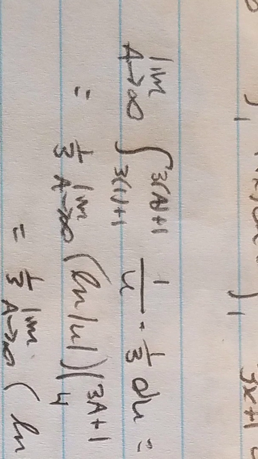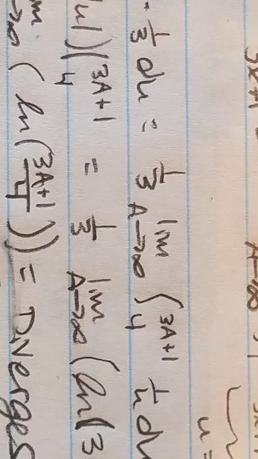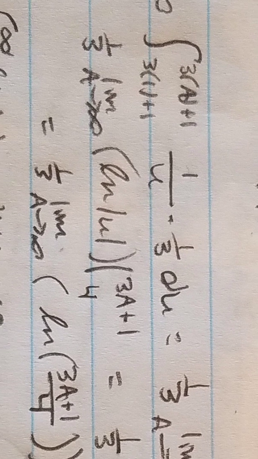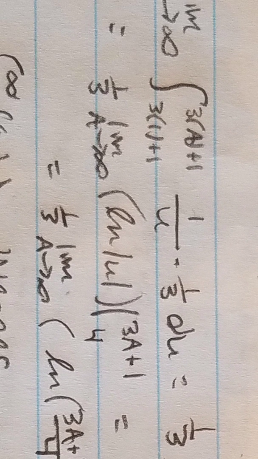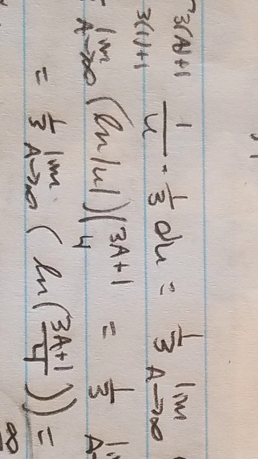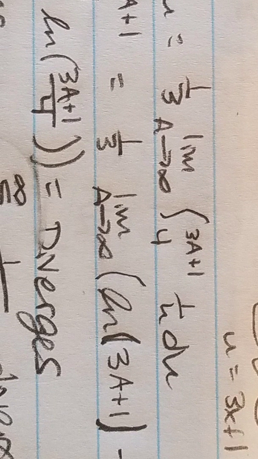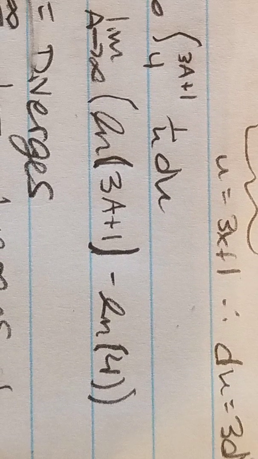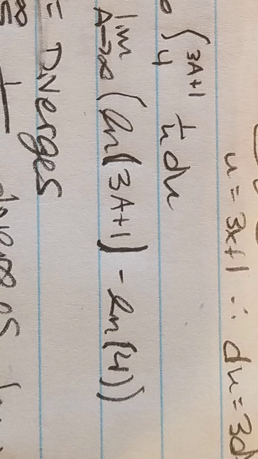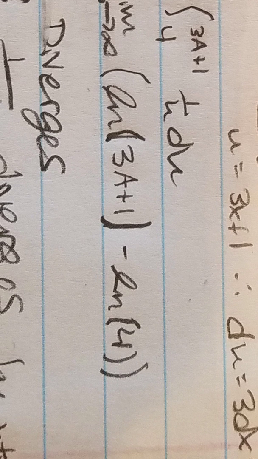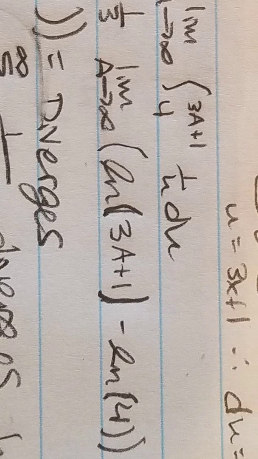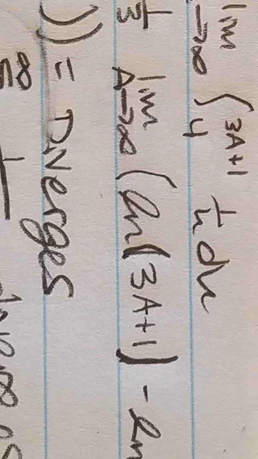But anyways, so now after we take the actual integral, the integral of 1 over u becomes ln of the absolute value of u. So we get 1/3 limit as a goes to infinity of ln absolute value of u from 4 to 3a plus 1. So that becomes 1/3 limit as a goes to infinity of ln of 3a plus 1. It's positive, so you don't need the absolute value anymore, minus ln of 4. Well, that's an actual value, ln of 4. That is not an actual value.